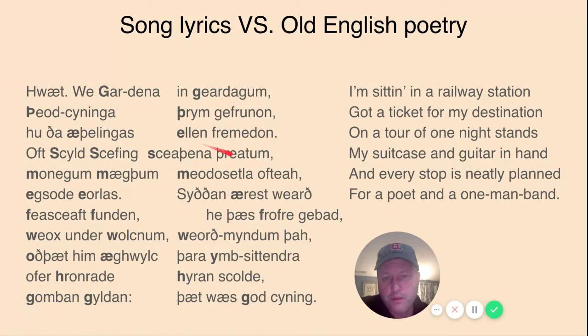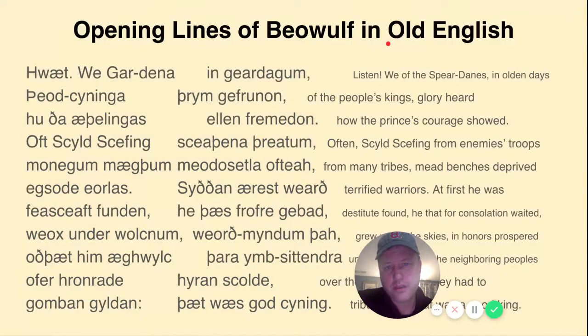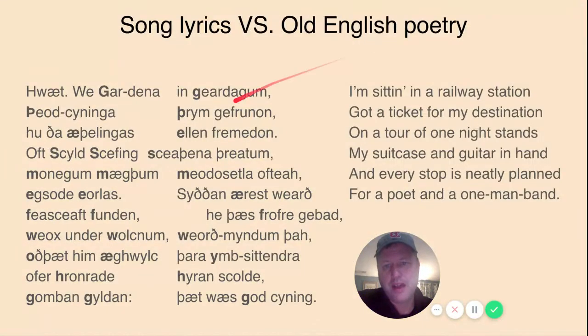Now, what I've done is I've bold-faced here what the repetitions are. Because the Anglo-Saxon language was built the way it was, the poets of the time could memorize thousands of lines of poetry, not like we do with song lyrics, with end rhyme, but by alliteration, or the rhyming of consonants, basically, consonant repetition. Gardena, Jerdagum, Theod, Kuninga, Thrim, Shield, Sheffing.